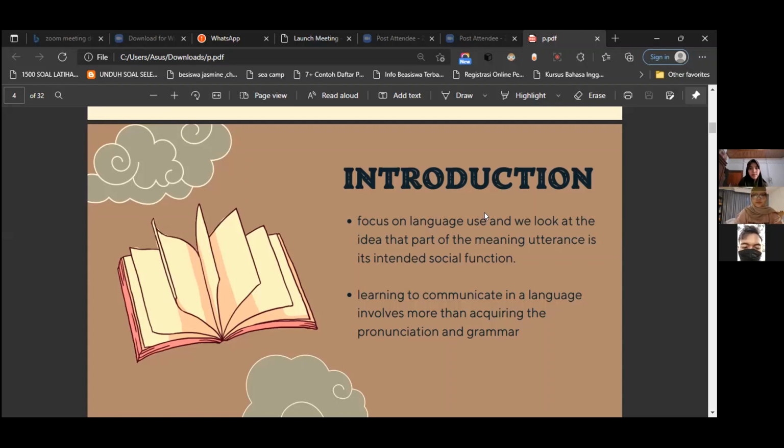So for the introduction, our main focus on this chapter will be on language use, and we look at the idea that part of the meaning of an utterance is its intended social function. Previously, in the first semester or the second semester, if I'm not mistaken, the main function of language is communication. So rather than learning a language for other functions such as to show identity and so on, communication is the main function that we need to be concerned with. Next slide.